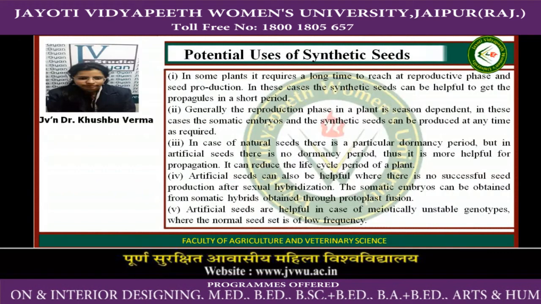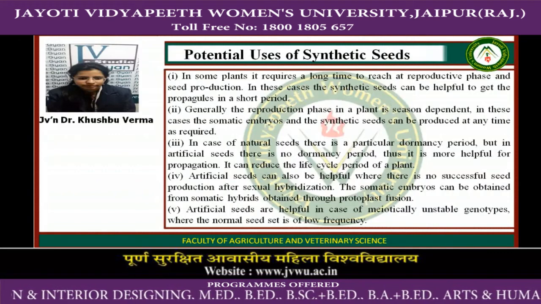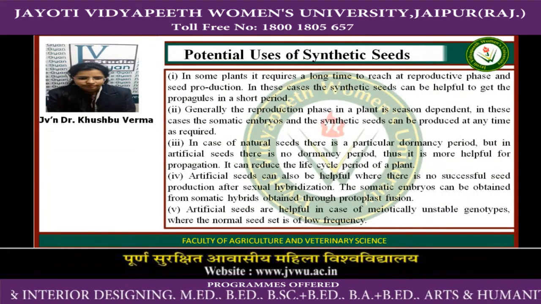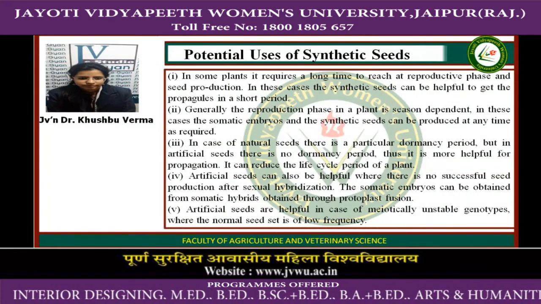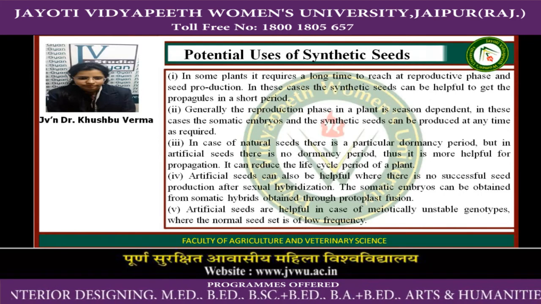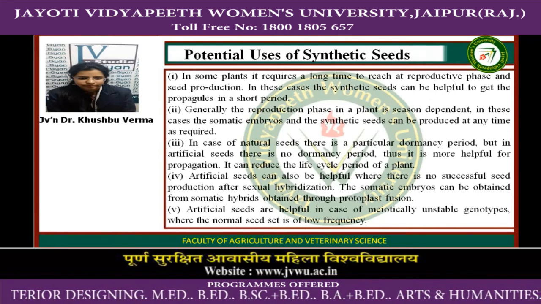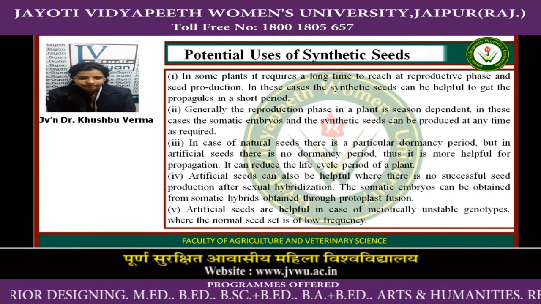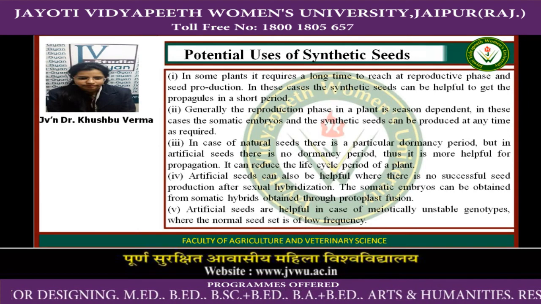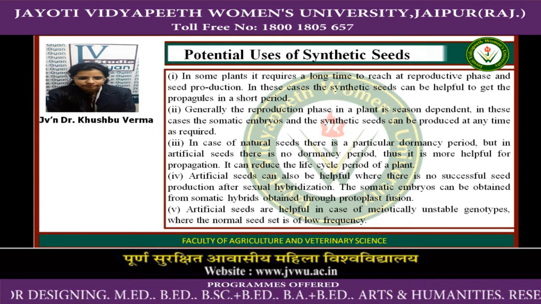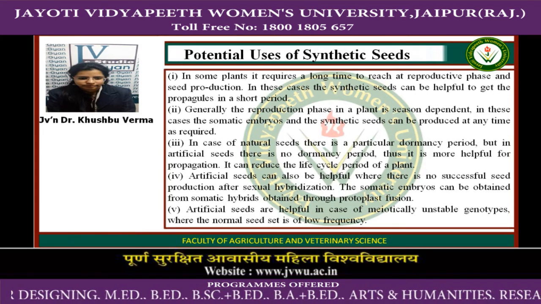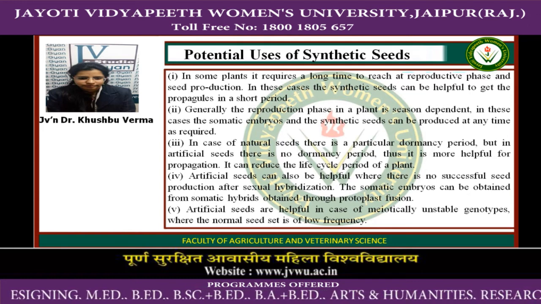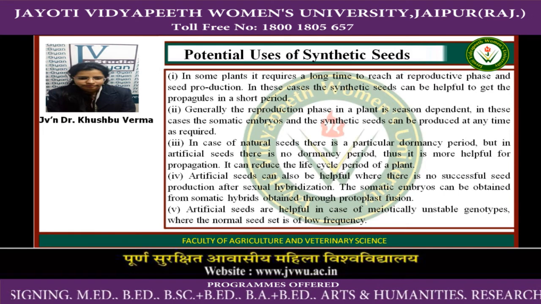Now we come to the potential uses of synthetic seed. First of all, some plants require a long time to reach the reproductive phase and seed production. In this case, synthetic seeds can help propagate them in a short period. The second use is that the reproductive phase in plants is generally season dependent, but somatic embryos and synthetic seeds can be produced at any time as required. Third, natural seeds have a particular dormancy period, but artificial seeds have no dormancy period.